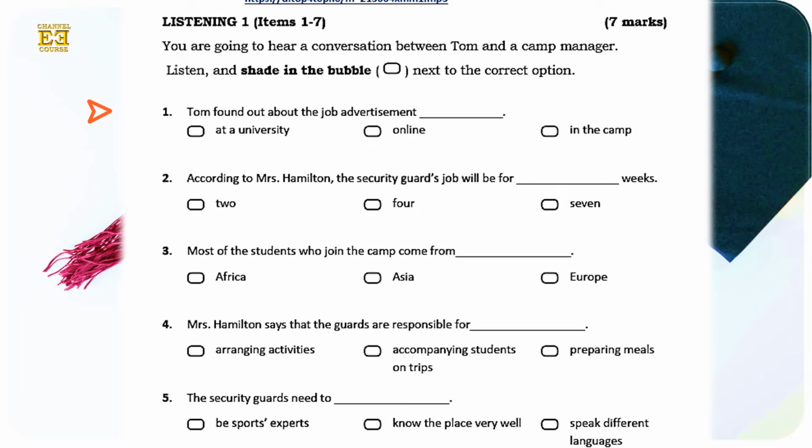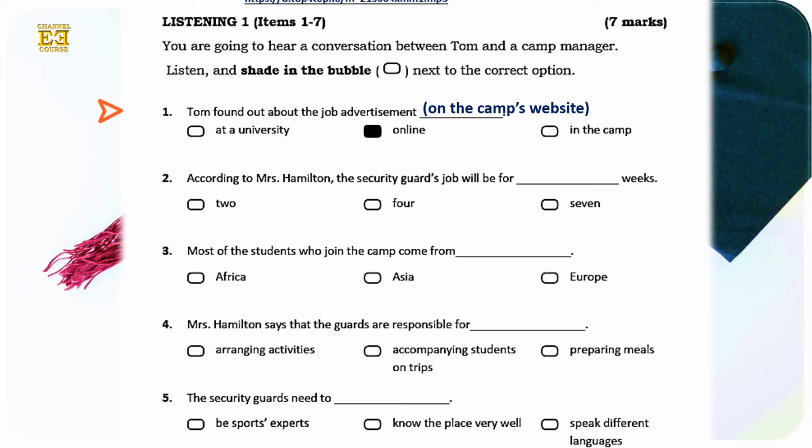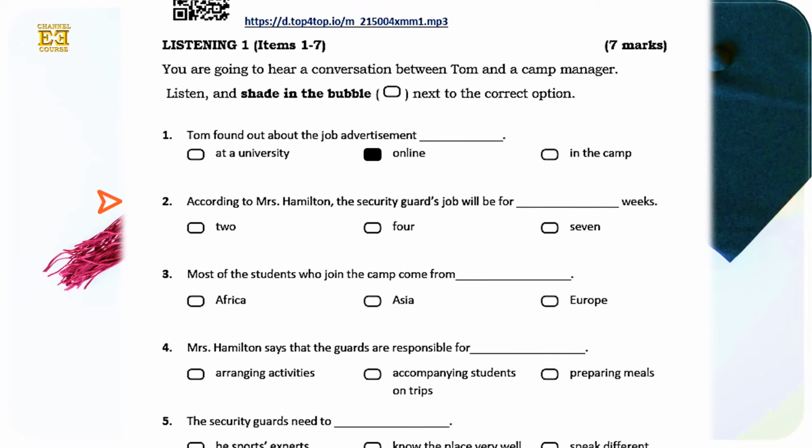Hello, can I speak to Mrs. Lisa Hamilton, the manager of the International Summer Camp, please? Yes, speaking. How can I help you? Oh, hello, Mrs. Hamilton. My name's Tom Calvin. I'm a university student. On your camp's website, there's an advertisement for a security guard. I'd like to have more information about it. Sure. What would you like to know? Well, it's a summer job, isn't it? That's right. We need security guards for 7 weeks.